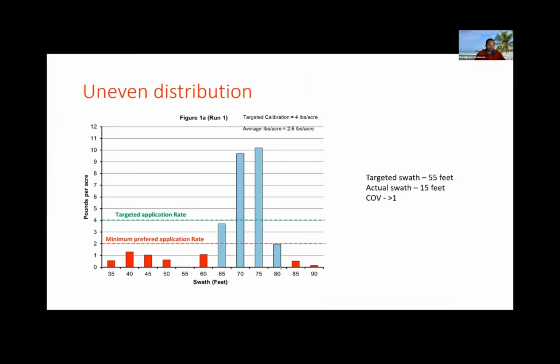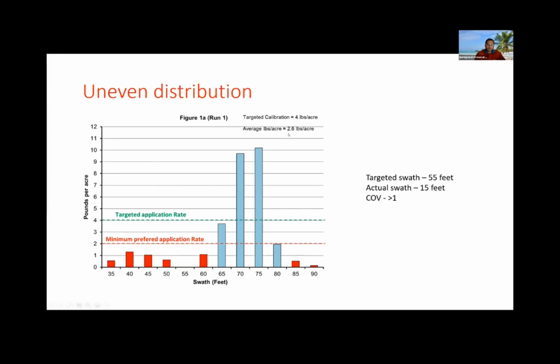So in this graph, you have pounds per acre, and these are data from the tubs that have been placed across the swath here on the x-axis. And these are the pounds per acre applied. You see this red line, that's the minimum preferred application rate. That is 2 pounds per acre for this particular product. And your targeted application rate, the green dashed line, that's where you want it to be. That's your ideal. That's what you're actually targeting.